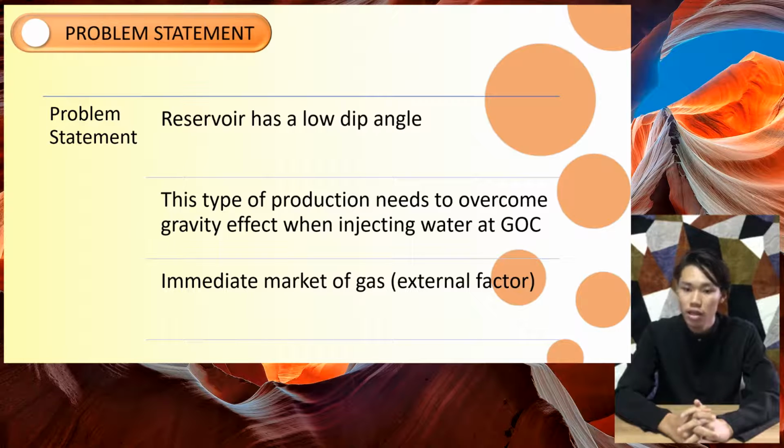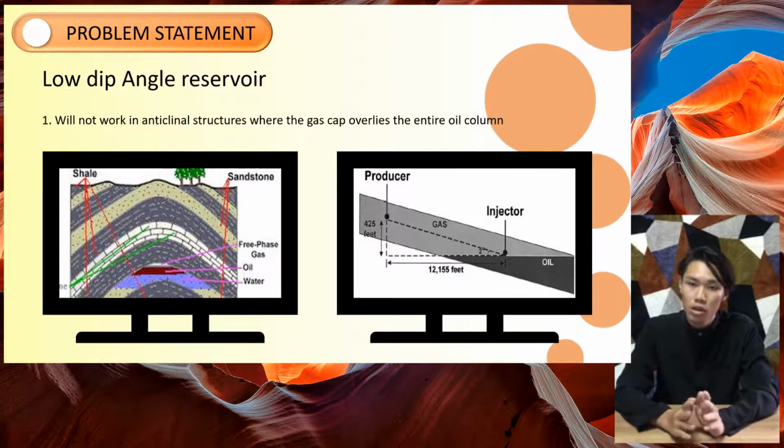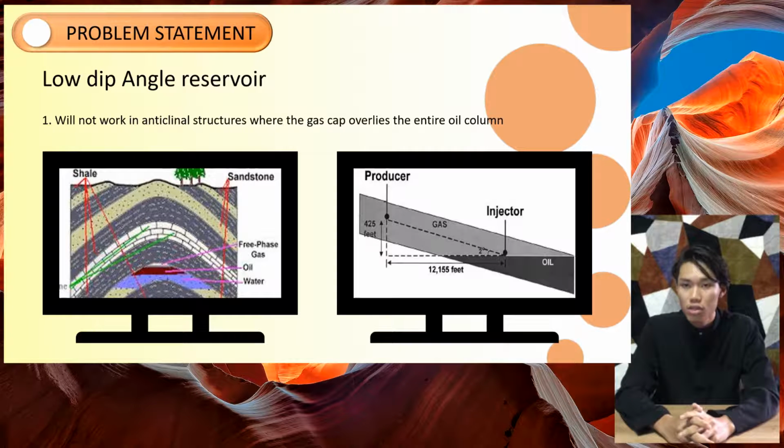It means that the gas has high demand in the market, so the gas and oil need to be produced at the same time, so it will be more time saving. It needs to be reminded that this type of production will not work in an anticlinal structure. It is because the gas cap overlies the entire oil column. An anticline is a structural trap whereby the rock layer is being folded. In such a structure, the gas oil contact is large, so the isolation of the gas cap is more difficult. Plus, there is no dip angle.